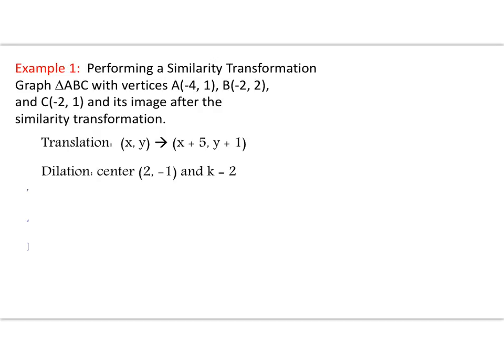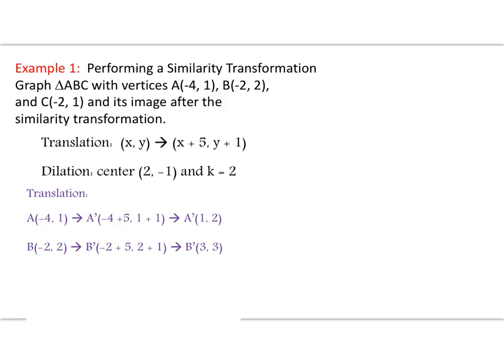Take a moment to graph triangle ABC with the following vertices, and then we will perform the following transformations. First, we will translate, and we will move 5 to the right and up 1. Then we will dilate from the center at 2, -1 with a scale factor of 2. All right, to start, we will translate. So A prime will end up at 1, 2. B prime will end up at 3, 3. And C prime will end up at 3, 2.